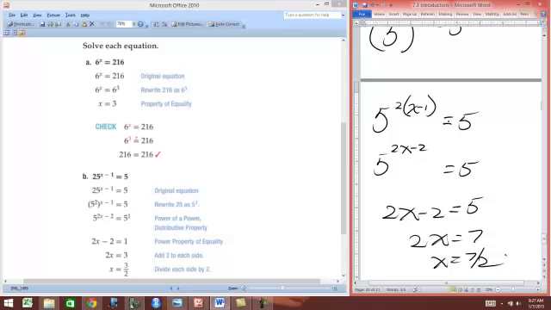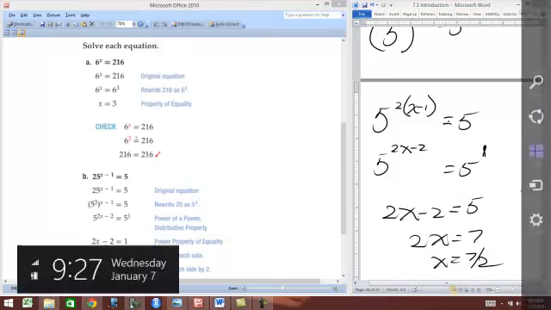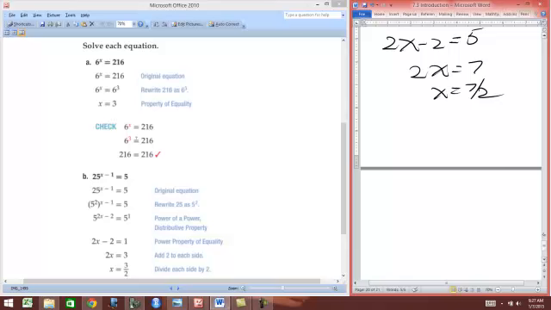Look at the mistake I made. Can't believe this. Equals 5 to the first. Sorry, guys. So we got 2x, 2.